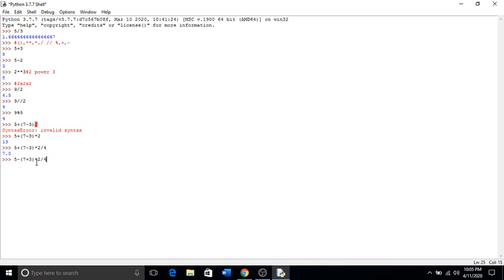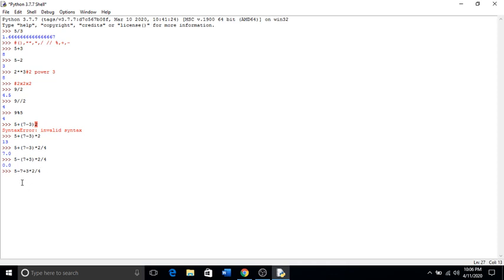So 5.0 minus 5.0. So what will happen? The answer will be 0.0. Okay, right. We'll take something like this: 5 minus 7 plus 3 into 2 divided by 4. The same thing, I have removed the bracket.